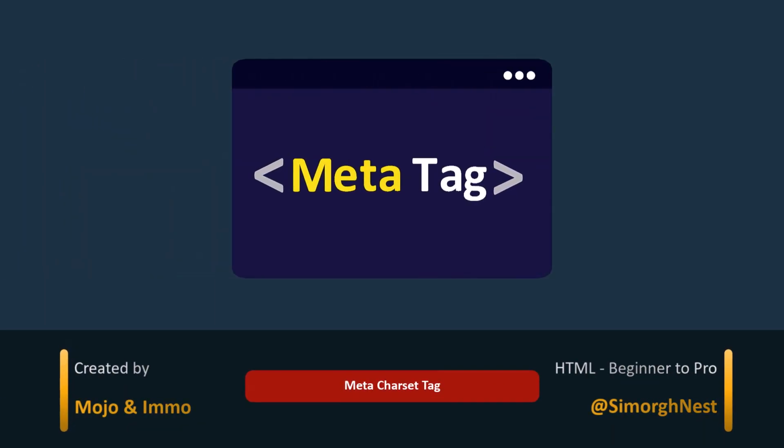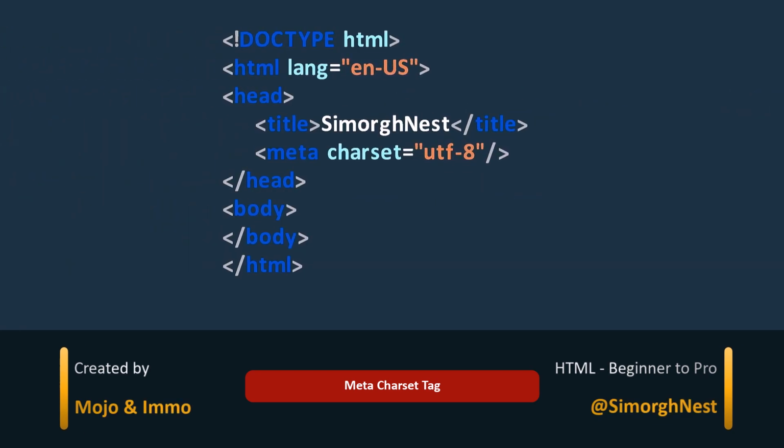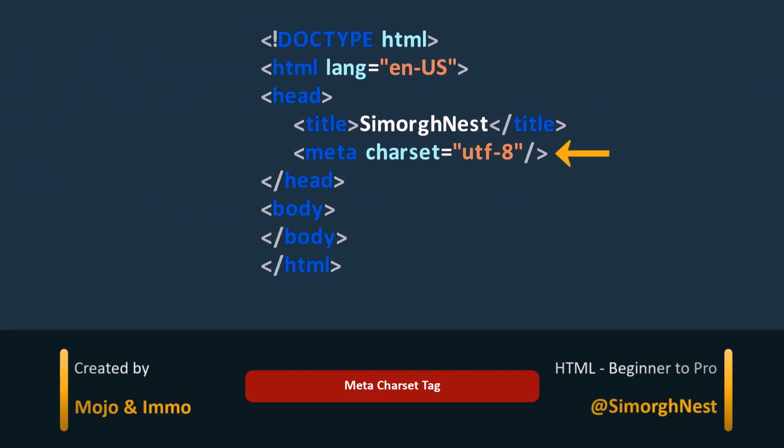The meta tag provides metadata or information about an HTML document. Meta tags are placed inside the head element and are commonly used to define the character set, page description, keywords, author, and viewport settings. This element doesn't have a closing tag because it's a void element, but it still carries information using its attributes.